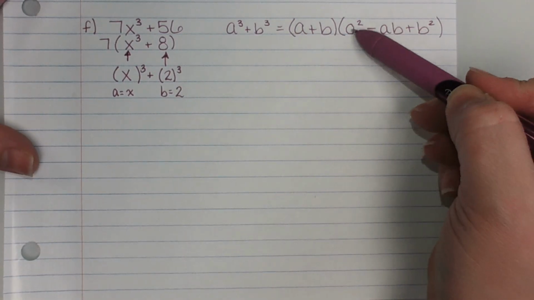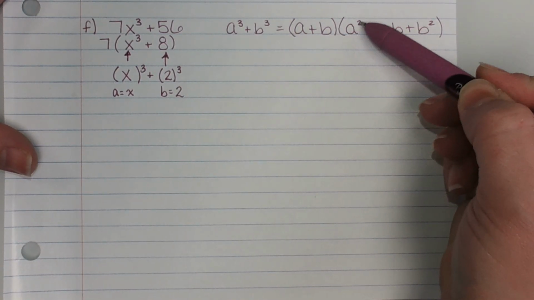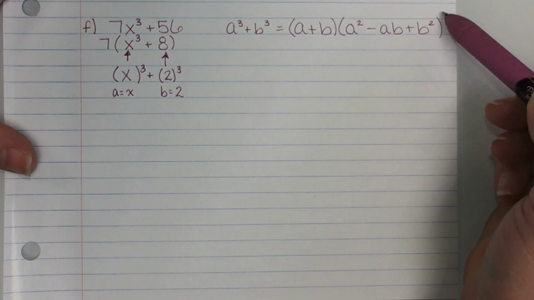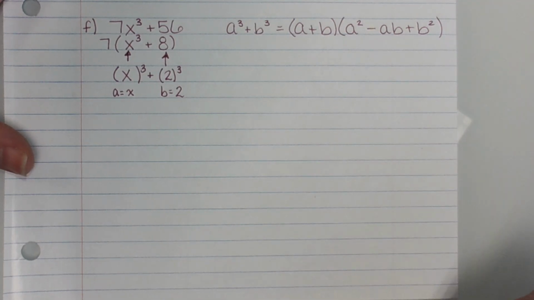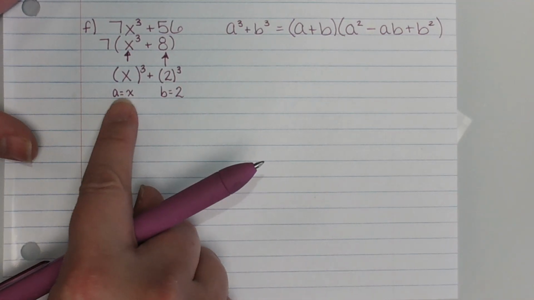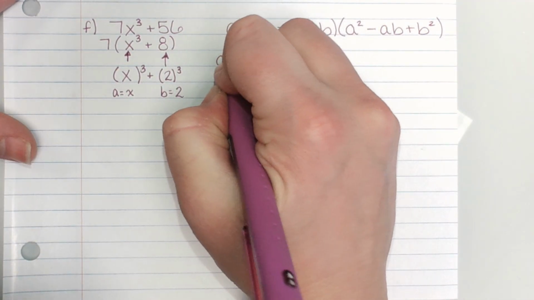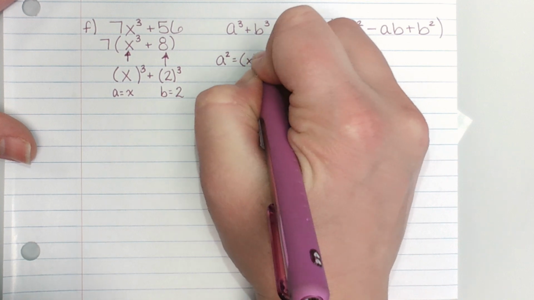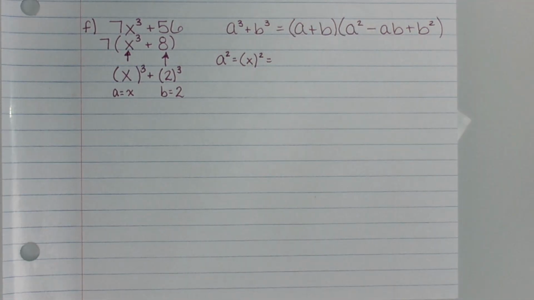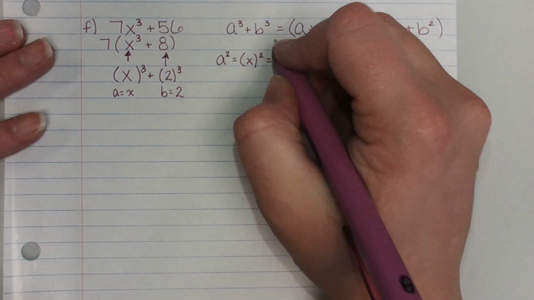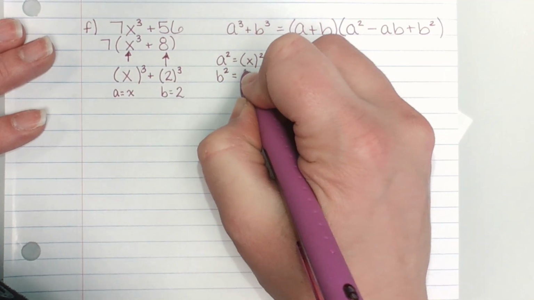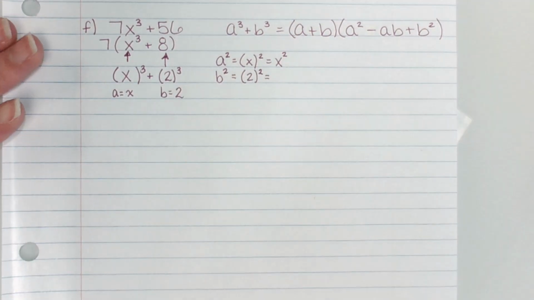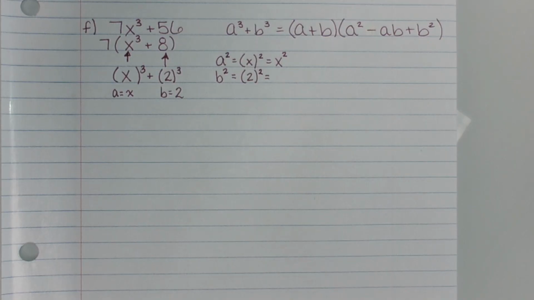Now, this tends to mess with people more than anything, the a squared and the b squared. So that tends to be always what I do first. If a is x, a squared is x getting squared. Now on this one, that's pretty easy. If I square x, I get x squared. B squared is 2 getting squared. And this one also doesn't tend to be bad. 2 squared is 4.